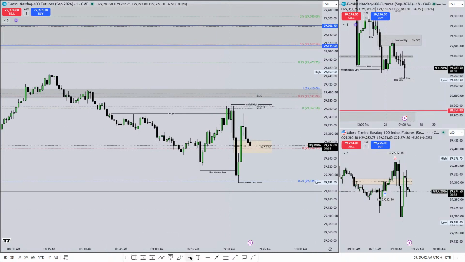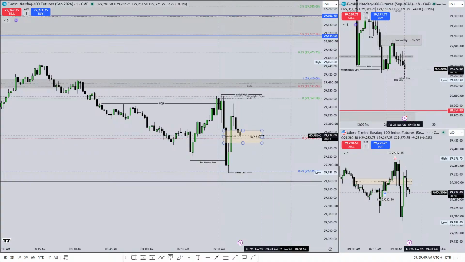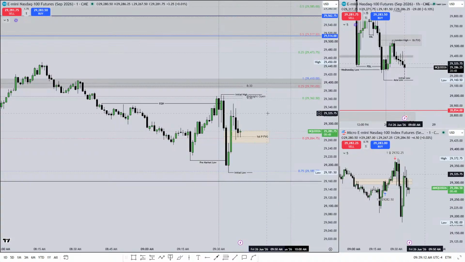Then you got to remember too, at 10 a.m. there is orange folder news, so I'm going to put a vertical line right there just to remind me. Don't want to make that rookie mistake.